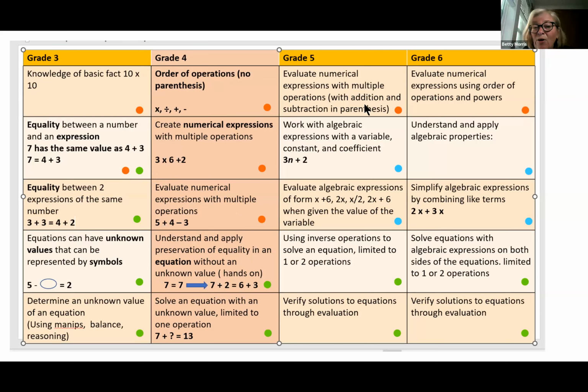And then grade 5, we're looking at evaluating expressions again with multiple operations, but this time with parentheses, but only addition and subtraction in the parentheses. Now, it could be 3 times parentheses 2 plus 1, but only with those in there. And then grade 6, we continue on, and we start with the powers, so that they would do 2 squared, 3 squared, and so on, with parentheses as well.